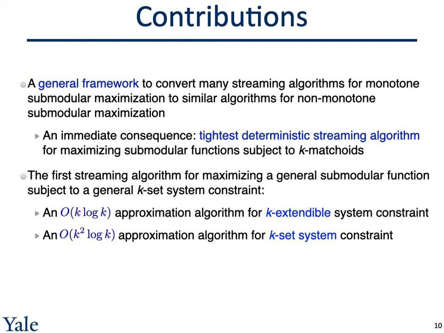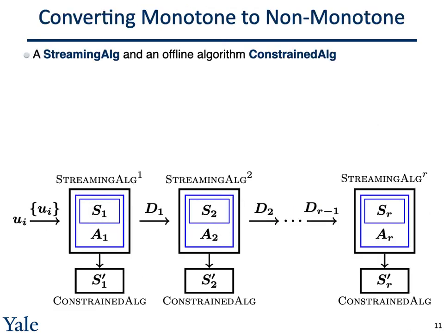Moreover, for general submodular maximization in the streaming setting, by using our proposed framework, we obtain an O of k log k approximation ratio for k-extendable constraints and an O of k squared log k approximation ratio for a k-set system constraint. Now we are ready to explain our framework for converting streaming algorithms for monotone submodular maximization into streaming algorithms for non-monotone submodular maximization. Our framework assumes access to two procedures.